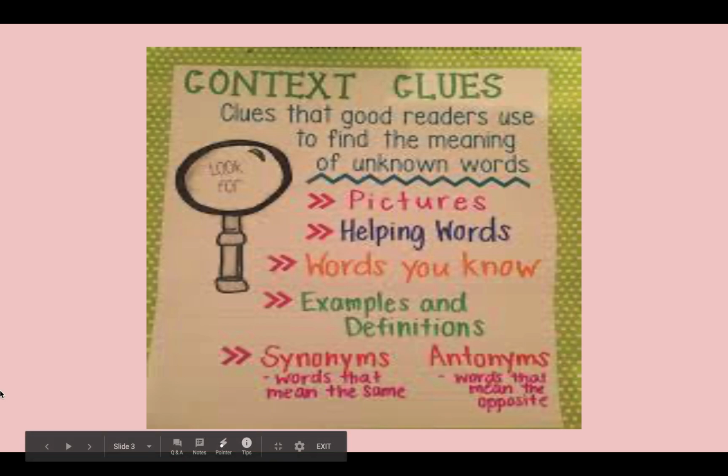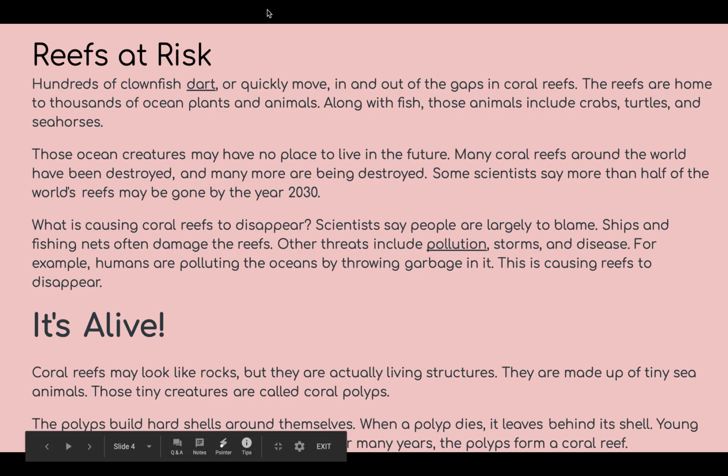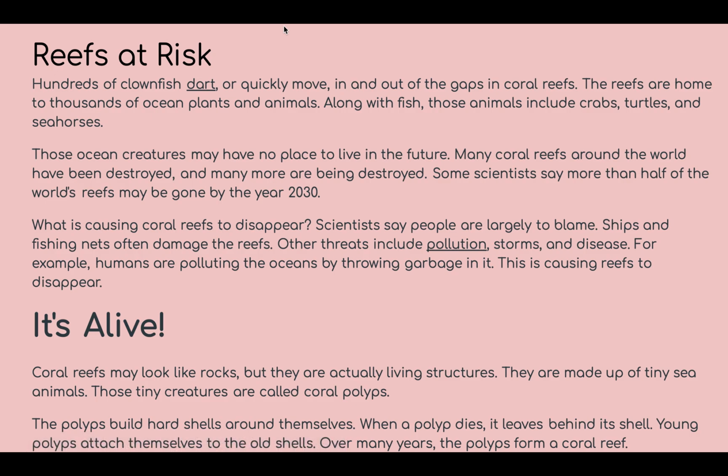So let's get started. Reefs at risk. And I underline the 2 words that we will be finding the definition of through context clues. Hundreds of clownfish dart, or quickly move, in and out of the gaps in coral reefs. The reefs are home to thousands of ocean plants and animals. Along with fish, those animals include crabs, turtles, and seahorses. Those ocean creatures may have no place to live in the future.